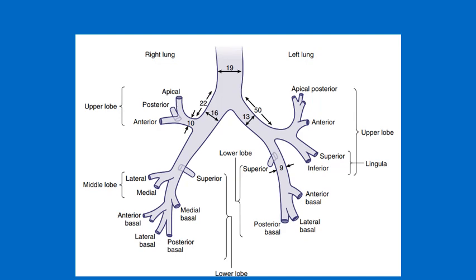Here we can see the anatomy of the tracheobronchial tree. From this right bronchus, within 22 millimeters, that is 2.2 centimeters, there is a branching of the right upper lobe bronchus. That is why, when we insert the double lumen tube, we have to position it appropriately so that the right upper lobe is also ventilated. But in the case of the left bronchus, after 5 centimeters there is a division of the bronchus. So the margin of safety is more in the case of the left-sided double lumen tube.